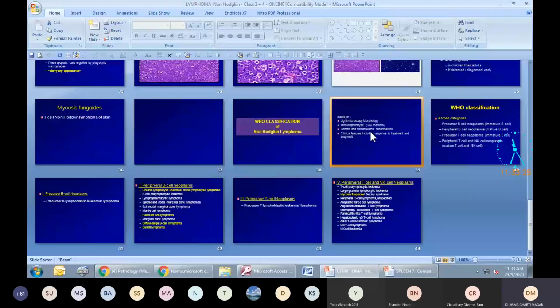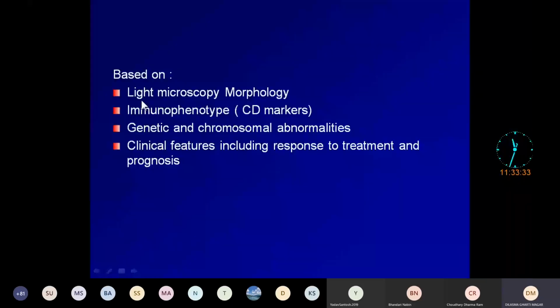So this non-Hodgkin's lymphoma depends upon the light microscopy morphology, and then it depends upon the CD markers, genetic, and chromosomal abnormalities. According to that, it will show the clinical features, respond to the treatment, and give a good or bad prognosis. Understood here? So non-Hodgkin's lymphoma, I'll repeat the slide once again.